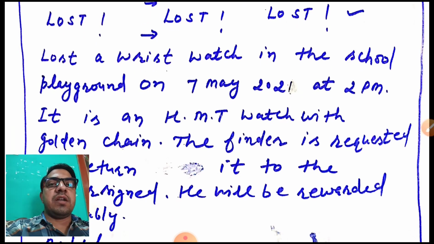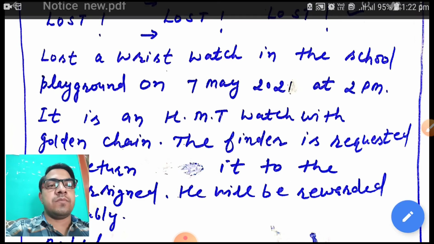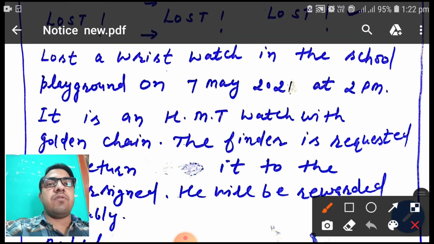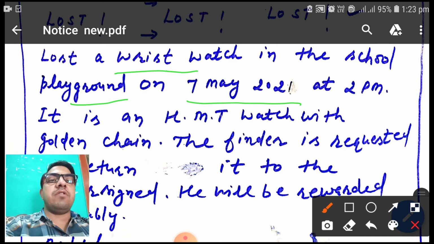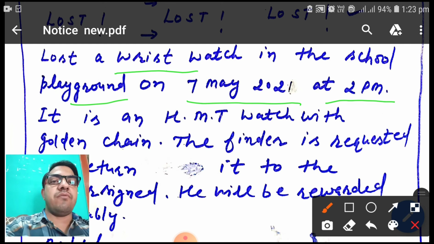We should start the content in this way. If we lost anything, then we should start the content with: Lost a wristwatch. When we write the content, we should give all relevant information. Lost a wristwatch in the school playground. In the question, the playground is given, that's why we should write playground in the content, on 7th May 2021. If no date is given, then you can write a date in your own way. At 2 p.m. A similar condition applies here: if no time is given, you can write a time in your own way.